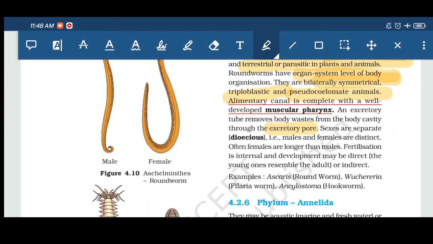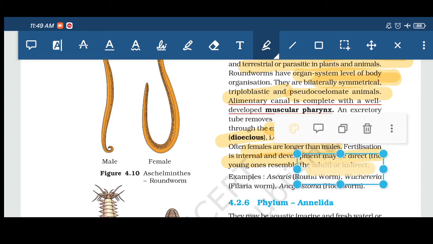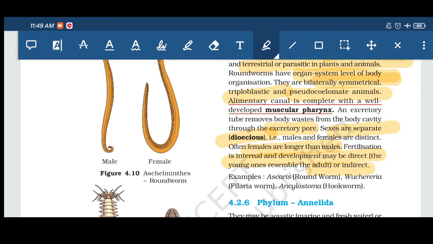Sexes are separate. Up till now they were in one organism, so sexes are separate from Aschelminthes. That means they are dioecious. Male and female are distinct. Often, the female is longer than the male. Fertilization is internal and development may be direct, where the young ones resemble the adult, or indirect. They may be direct or indirect. Is it clear? An example of Aschelminthes is Ascaris or Wuchereria.